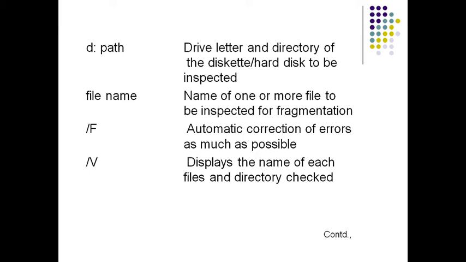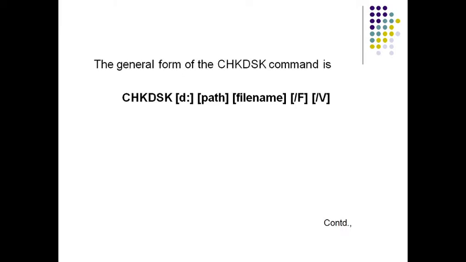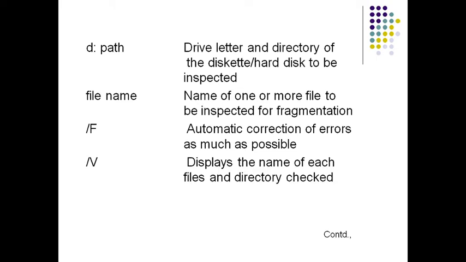Next, slash f, automatic corrections of errors as much as possible. Slash v, displays the name of each file and directory checked. Okay, these are the options available along with the check disk command, that is the DOS external command CHKDSK.